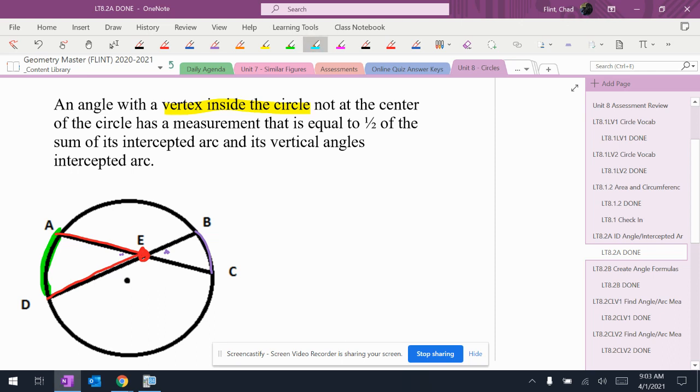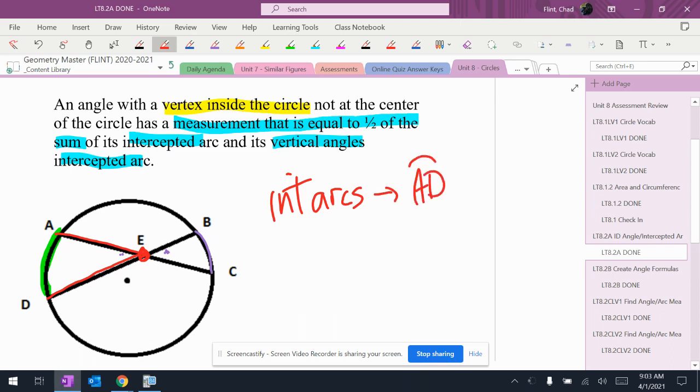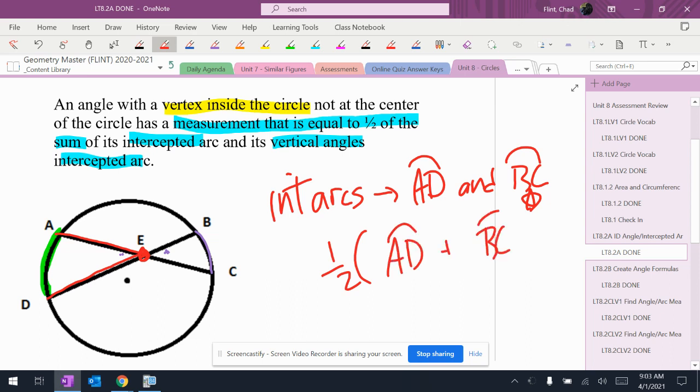So it says right here, and again, I said this is the worst one. So their measurement is equal to half the sum of its intercepted arc and its vertical angle's intercepted arc. So for this problem, what I say is intercepted arcs are AD and BC. And I put a little star by it because it clearly does not intercept that arc, but its vertical angle does. And that means that it has to be involved. So for this one, I would do 1/2 times AD plus BC. That's what I would do to get the angle.